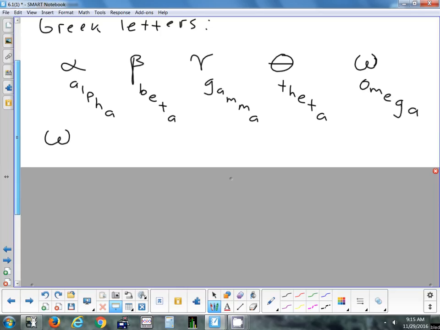We just talked about that. That's a capital omega. We literally just mentioned that. These are all the lowercase.